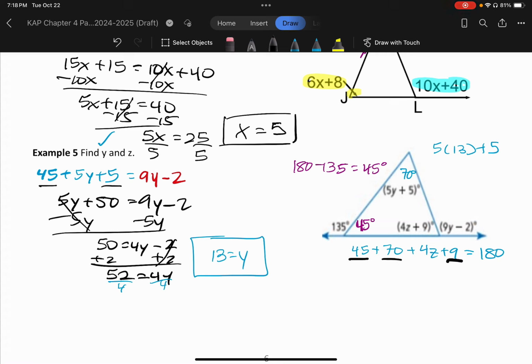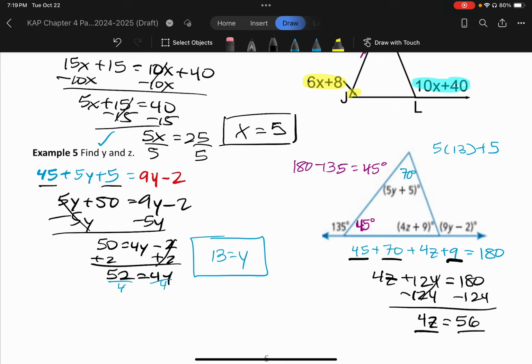45 plus 70 plus 9, if we combine those like terms, 45 plus 70 is 115. 115 plus 9 is 124. So we get 4z plus 124 is equal to 180. If I subtract 124, we see that 4z is equal to 180 minus 124, which is going to give us 56.